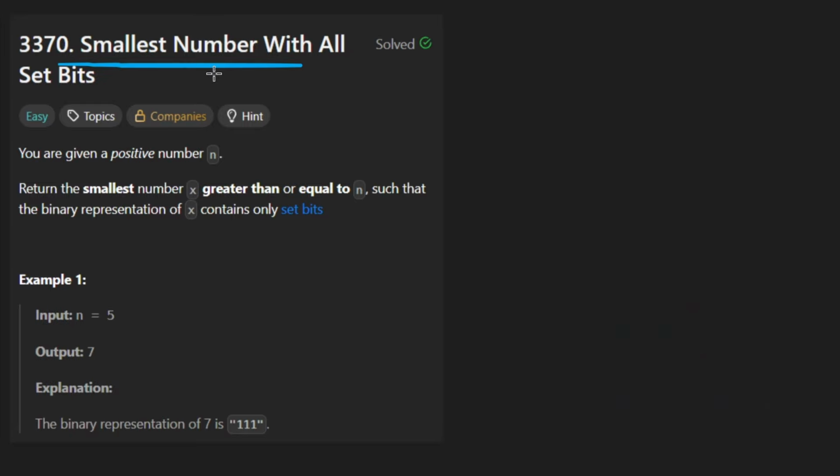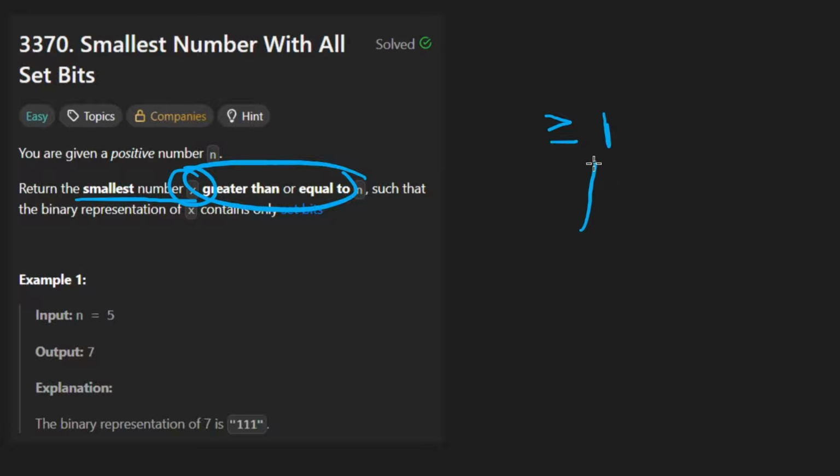So let's get into it. We are given a positive number n, and the fact that it's positive is going to be important in this problem. What that basically means is it's going to be greater than or equal to 1. And what we're trying to do is find the smallest number x that is greater than or equal to n.